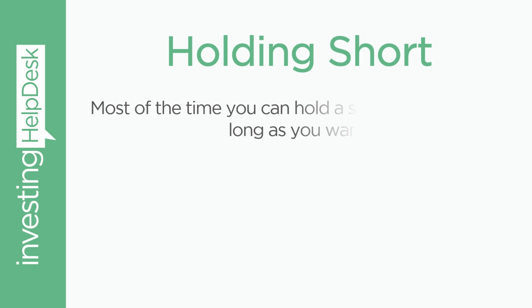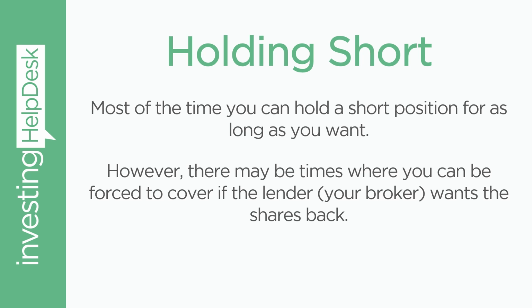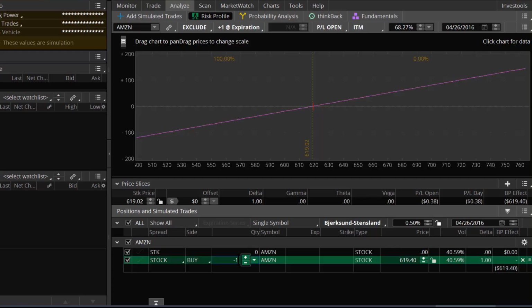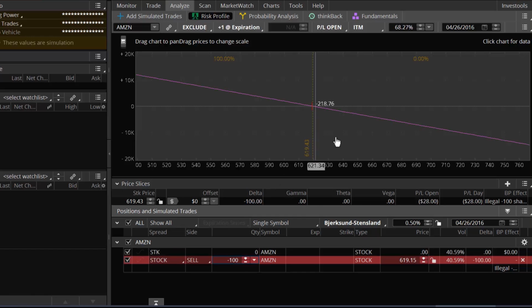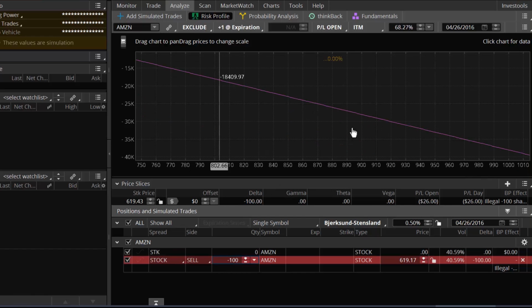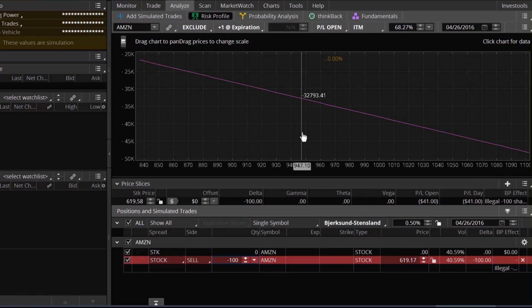So you'll have to contact your broker directly and figure that out. Most of the time, you can hold a short position for as long as you want. However, there may be times where you can be forced to cover if the lender, in this case your broker, wants the shares back. This does not happen often, but it can happen. And one of the reasons why it does happen sometimes is, let's say, for example, you are short this stock, and let's just say you are short 100 shares.